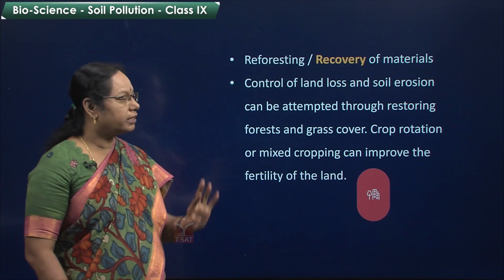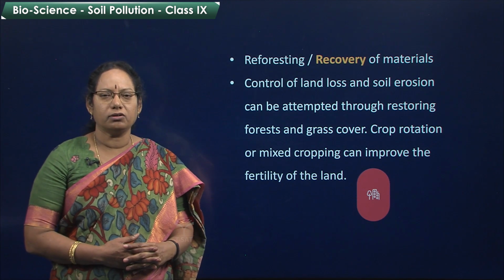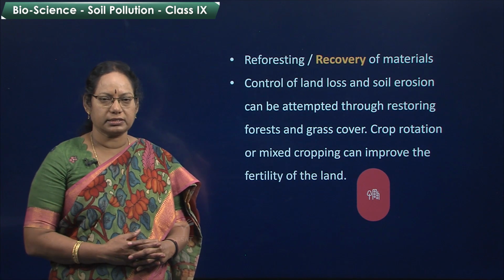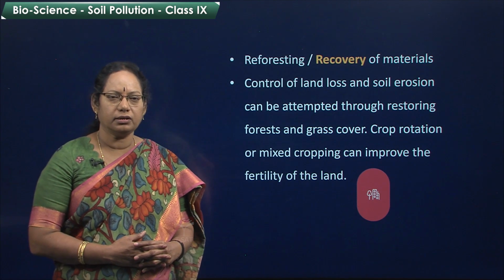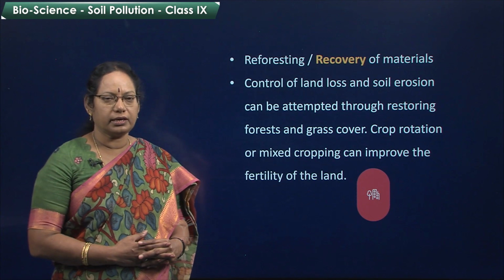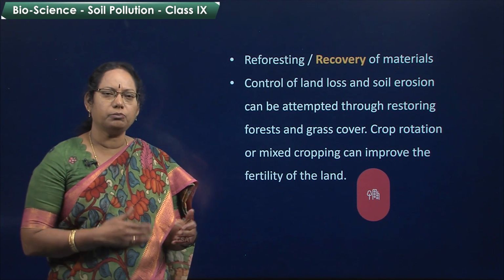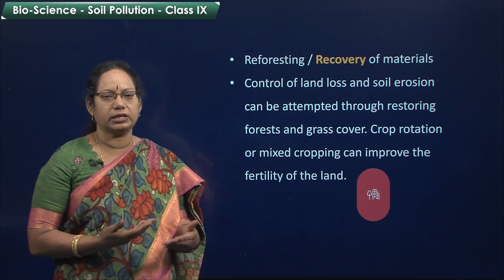Then recovery of the material, or reforesting, we can say. Control of land loss and soil erosion can be attempted through restoring forest and grass covers. Crop rotation or mixed cropping can improve the fertility of the land. For recovery, where deforestation is done, to recover them we have to plant more trees. If we cut one tree, we have to plant some 10 to 20 trees.